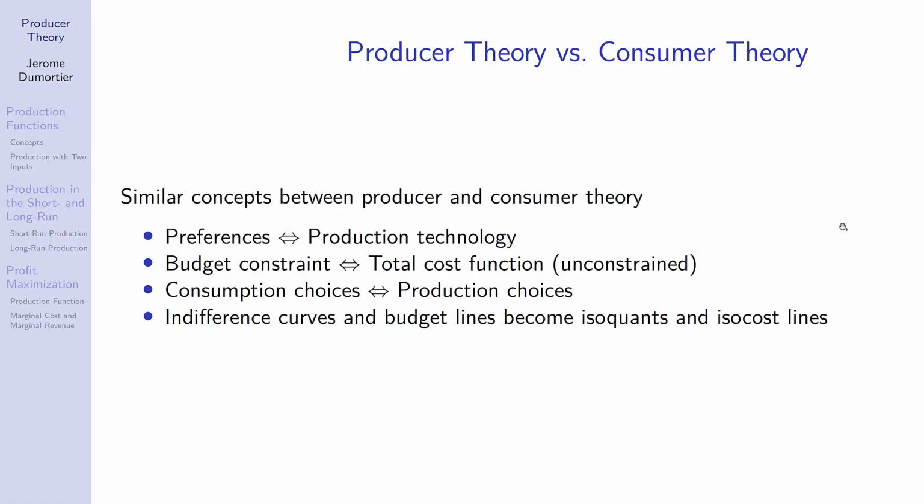Consumption choices mirror production choices, and in the graphical representation, indifference curves and budget lines in consumer theory become isoquants and isocost lines in producer theory. One key difference, however, is that producer theory explicitly considers short-run versus long-run decisions. That's not something we typically emphasize in consumer theory.